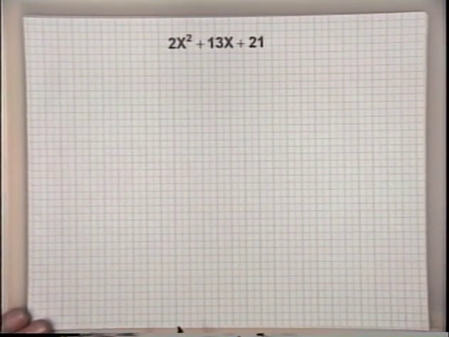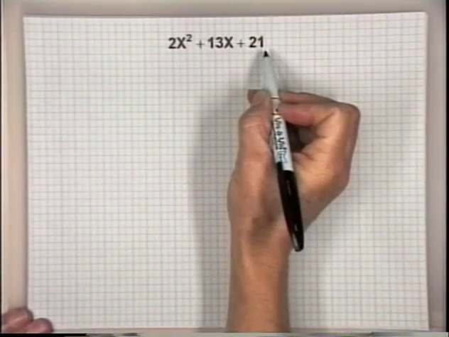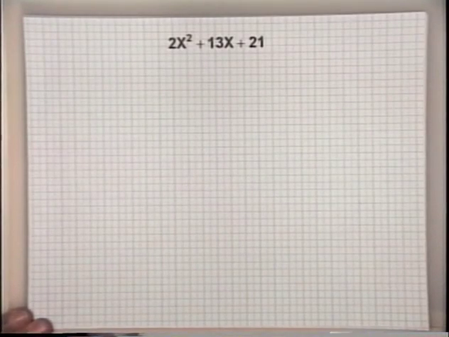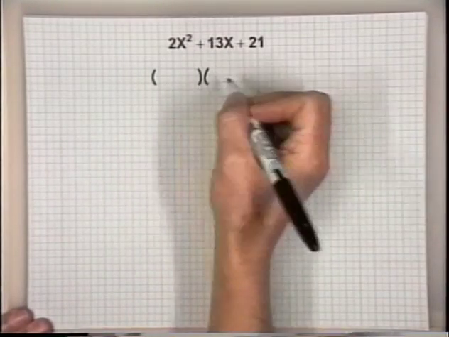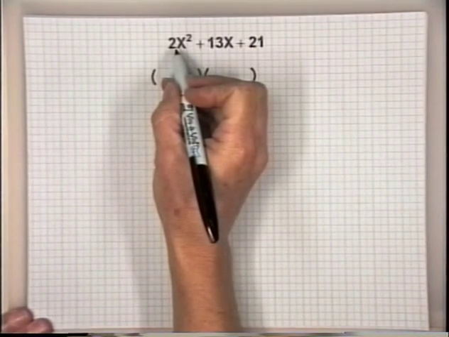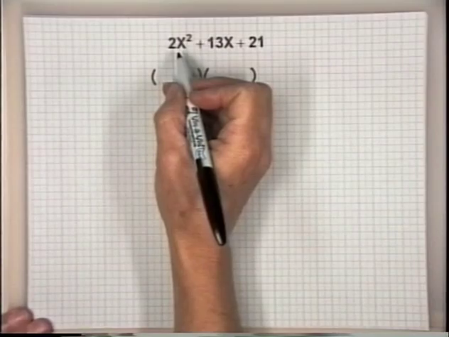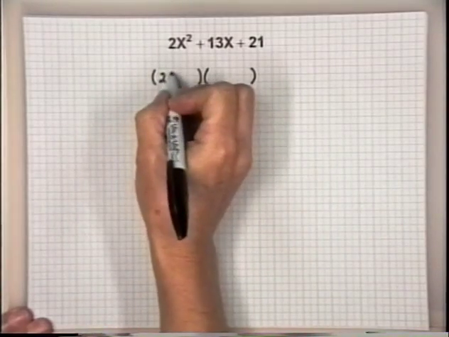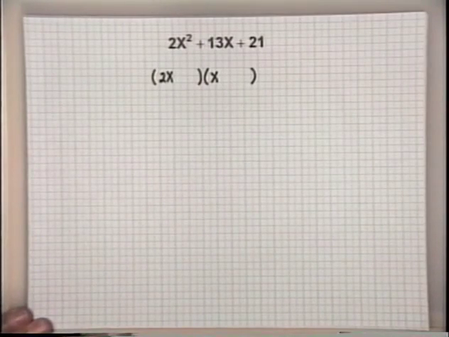2x squared plus 13x plus 21. Look first for a common factor. These three terms do not have a common factor, so we're ready to do our guess and check process. We will start with the first term here. The only possible factors for 2x squared would be 2x times 1x. So we will write those down in our first positions in our binomial factors.